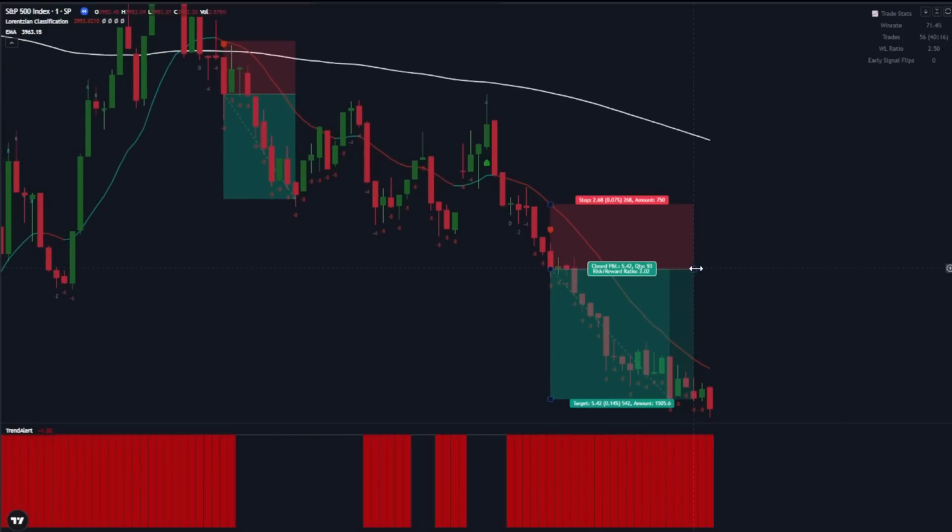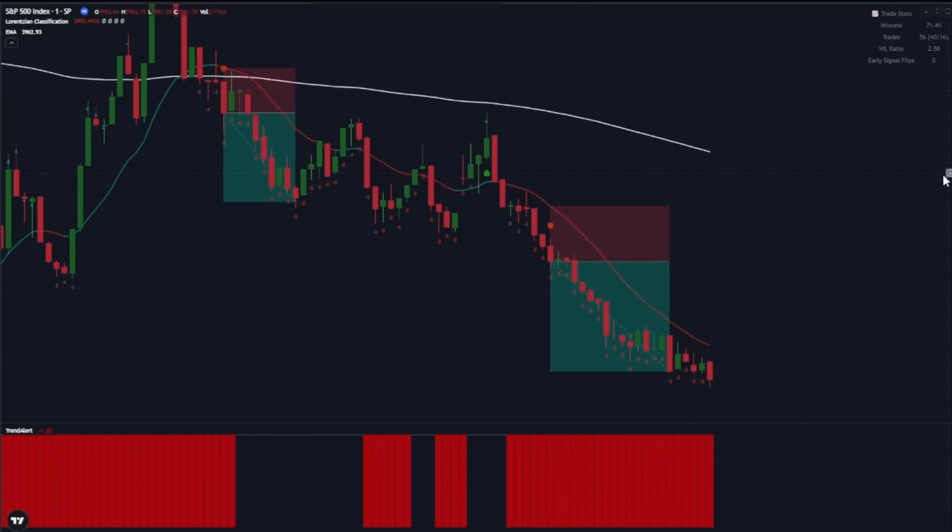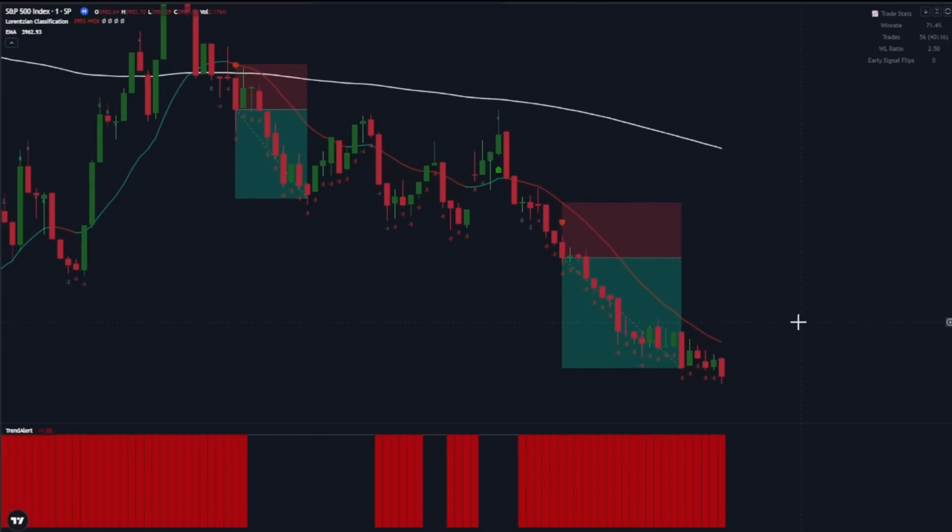As we have seen, these two trades were winners, which demonstrates the reliability of this strategy. Obviously, there is no strategy that always gives you winning trades, but this strategy is very good, and I assure you that you will have a very good win rate with a risk-reward ratio of 1 to 2.